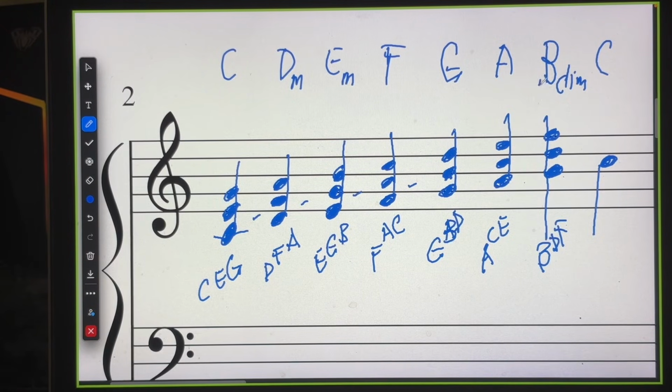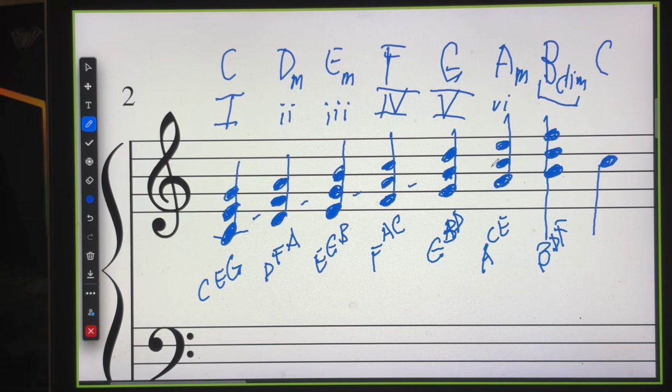Now that diminished chord, we'll talk about later on in music theory. But for now, know that there are 3 major chords in the key of C, or in any key. In our situation, we're in the key of C. So the first chord is major. We number them uppercase. The second chord is minor, lowercase. The third chord is also minor. The fourth chord is major, so we label that uppercase. And the fifth chord is also major. And the sixth chord is minor.